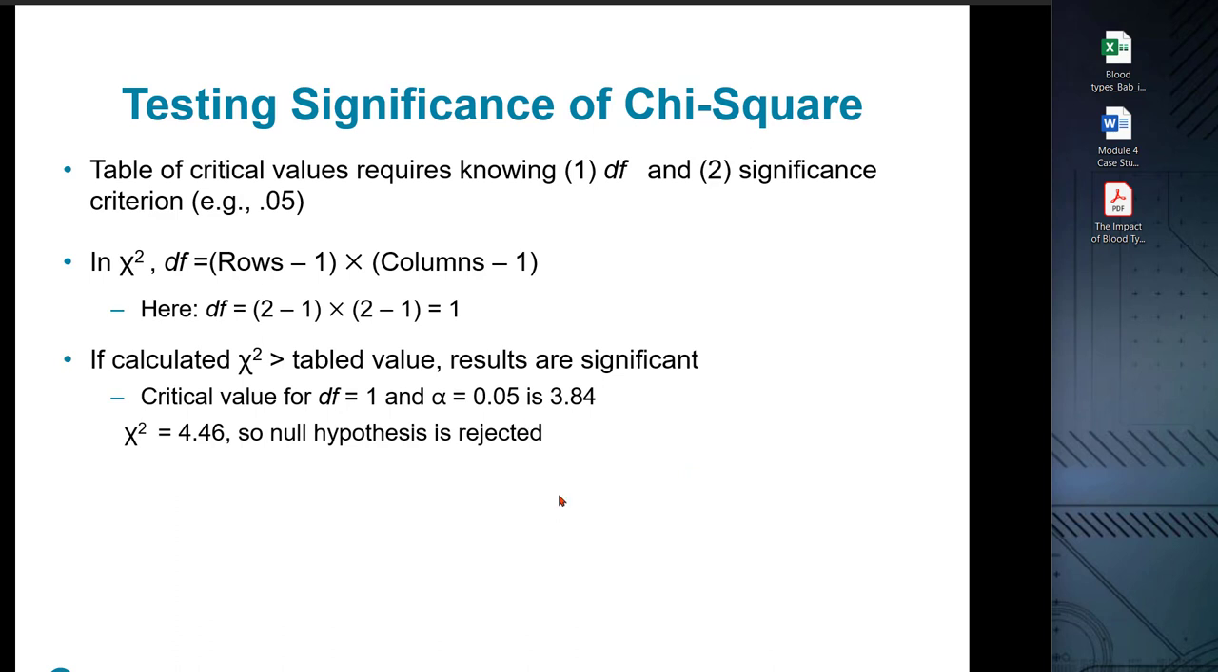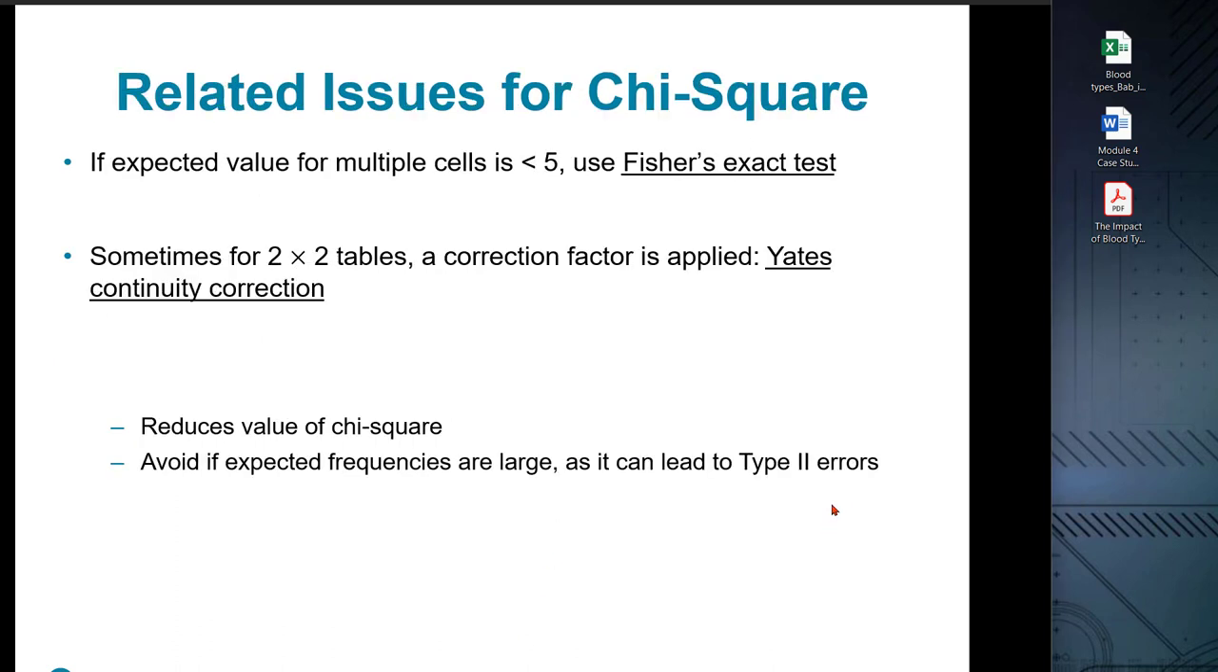There are some corrections we do to the chi-square test. It is important to note that if we have expected values of less than 5 in our table, in a 2x2 table, we use what's called a Fisher's exact test that basically corrects for the low expected counts. And if it falls below 10, typically we use what's called a Yates correction.